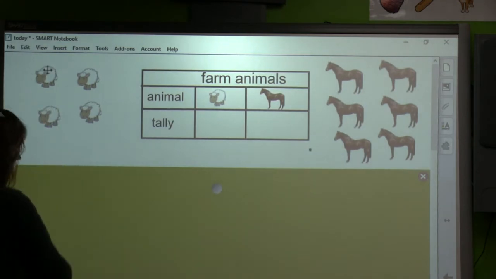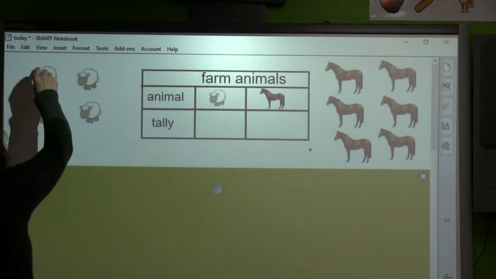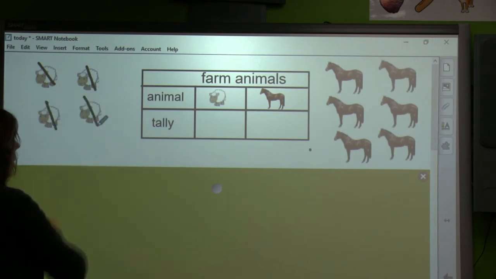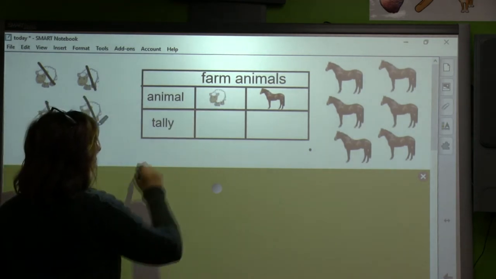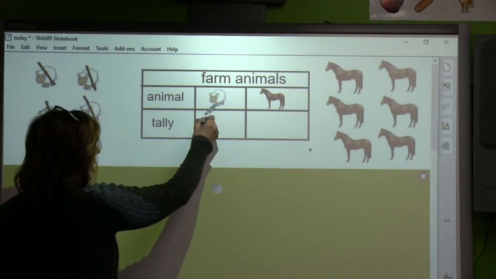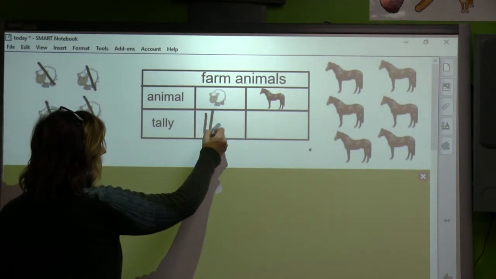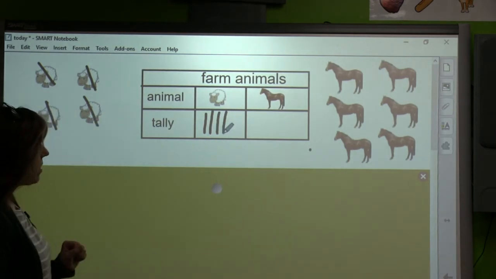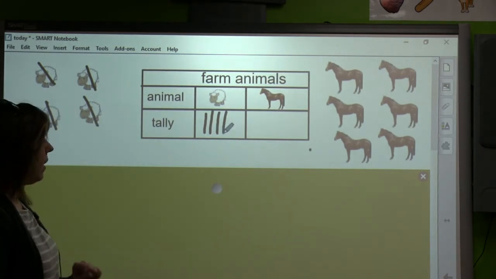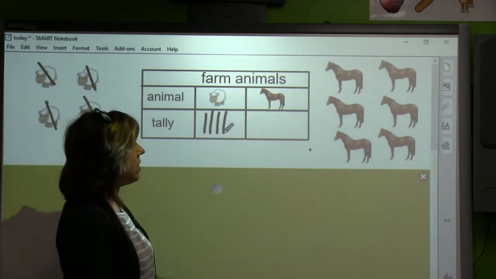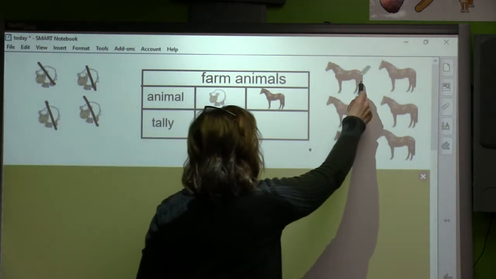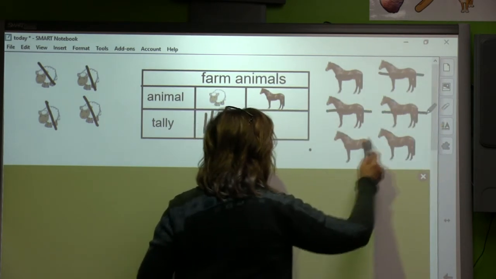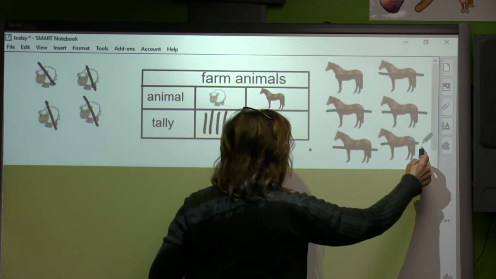1, oops, hello. 1, 2, 3, 4. 4 sheep. So I'm going to make 4 tally marks. 1, 2, 3, 4. I don't need to cross because that would be a set of 5. Let's count horses. I need to count horses. Ready? Go. 1, 2, 3, 4, 5, 6.